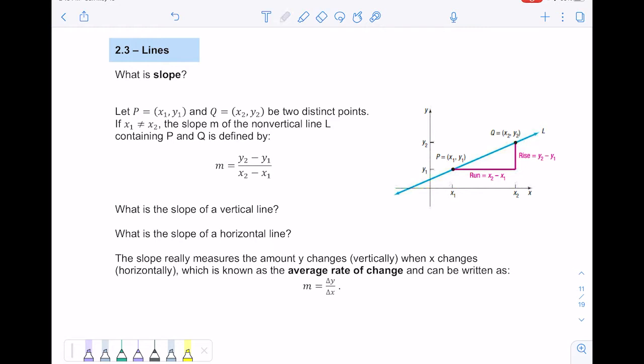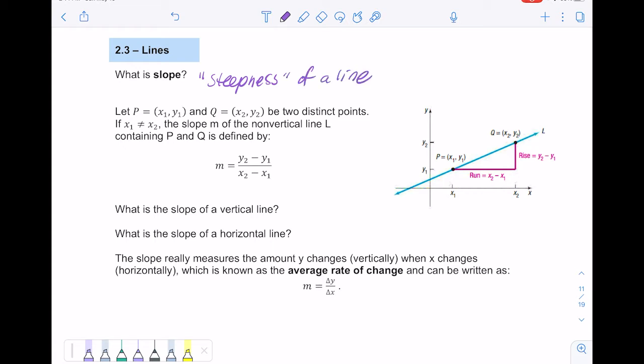Hi everyone, welcome back to lesson 2.3 where we're going to talk about lines. Specifically, we're going to talk about slope, which formally is just the average rate of change. It's how much y is changing as x is changing. We can also think of it as the steepness of a line.